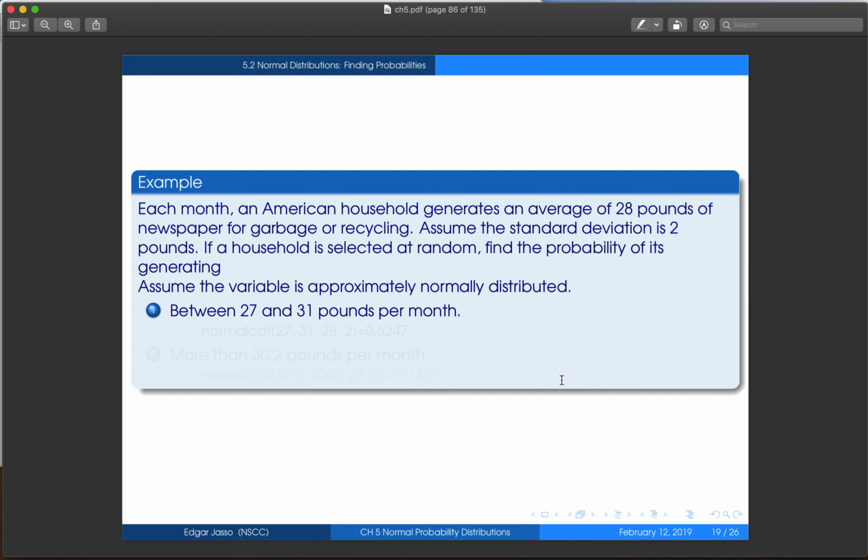So what do we do? This is normalcdf. It's very simple. Once you identify what kind of problem it is, you do normalcdf. You want to find the area under a normal curve that has mean 28 and standard deviation 2, between 27 and 31. And that's what you do. I type it in here. Let me check the numbers, if you want.